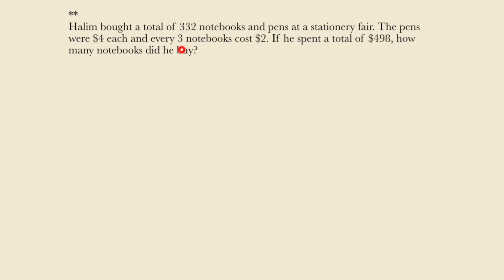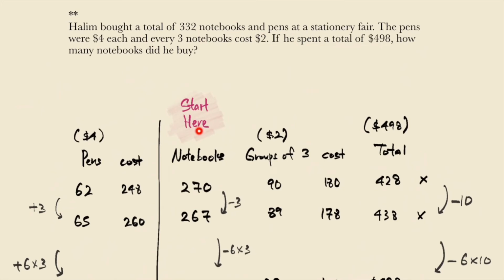Halim bought a total of 332 notebooks and pens, $4 each. Now this is the tricky part here. 3 notebooks cost $2. If he spent a total of 498 altogether, okay. So the diagram looks like this.